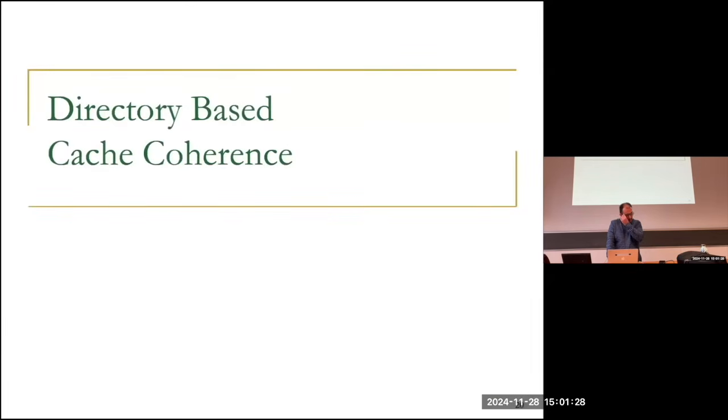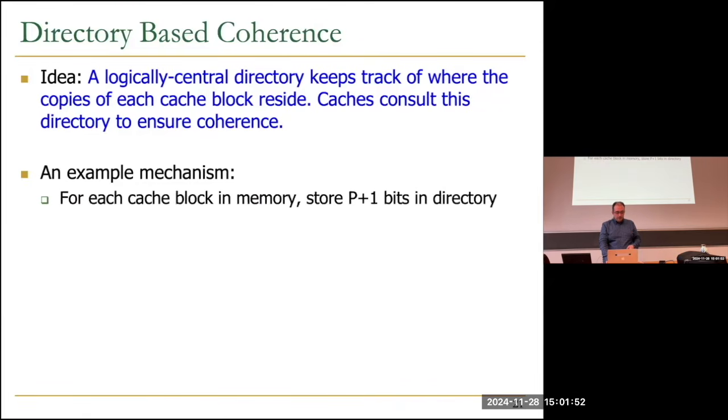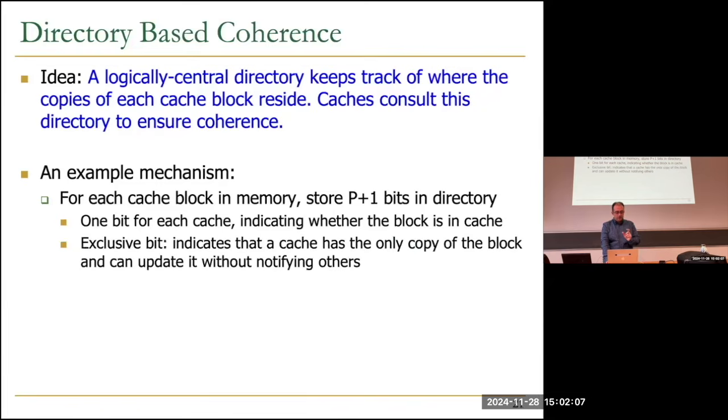So let's see a very brief introduction to directory-based coherence. Then we're going to move to Snoopy, and then get back to directory again soon. In directory-based coherence, the idea is that a logically central directory keeps track of where the copies of each cache block reside. Caches consult this directory to ensure coherence, so whenever you have a request, you consult your directory. An example mechanism: for each cache block in memory, we store P plus 1 bits. P is the number of processors, and the 1 is the exclusive bit, for when one processor has that cache block exclusively.